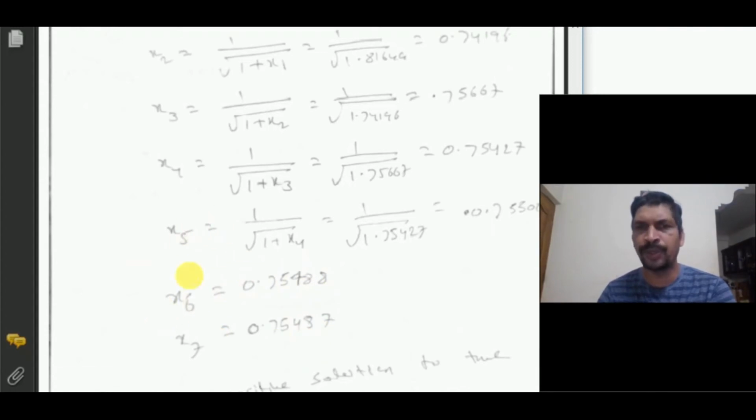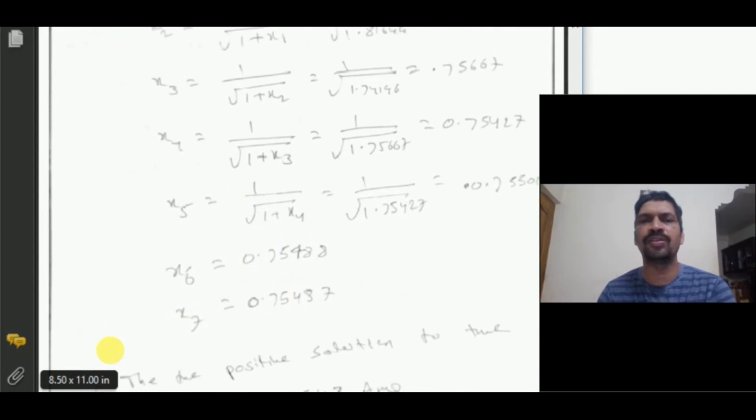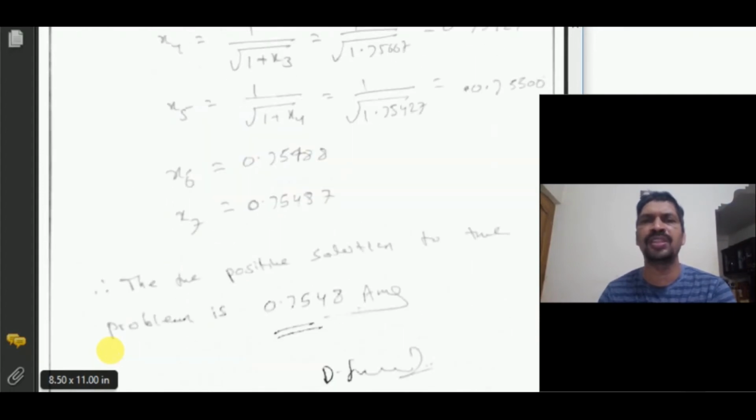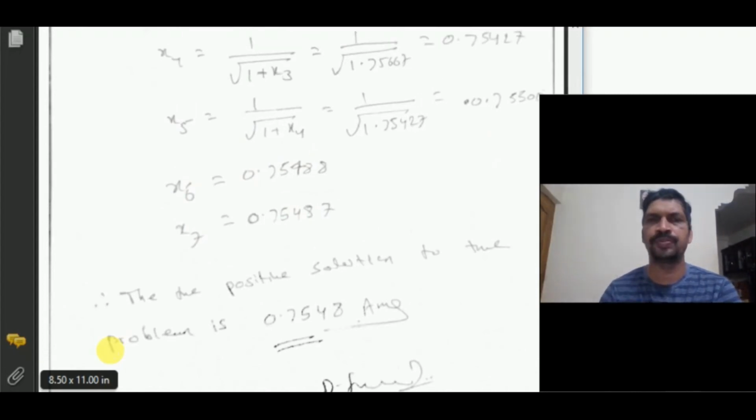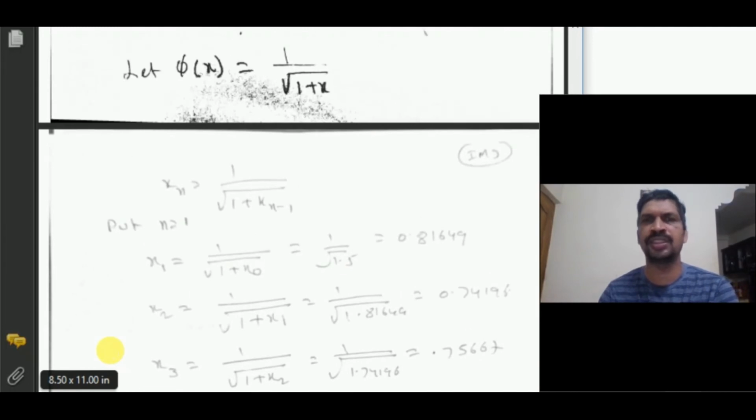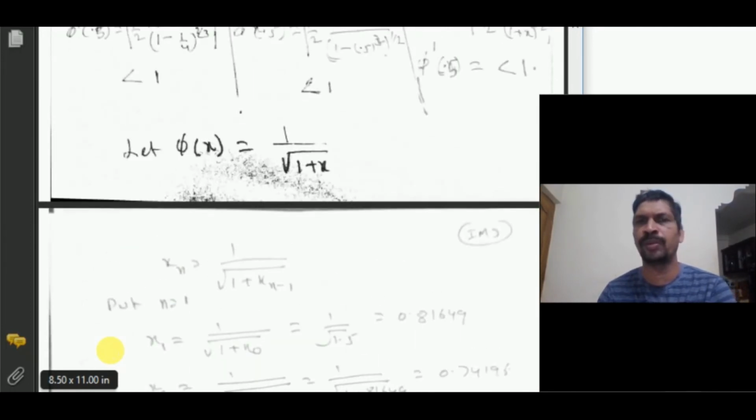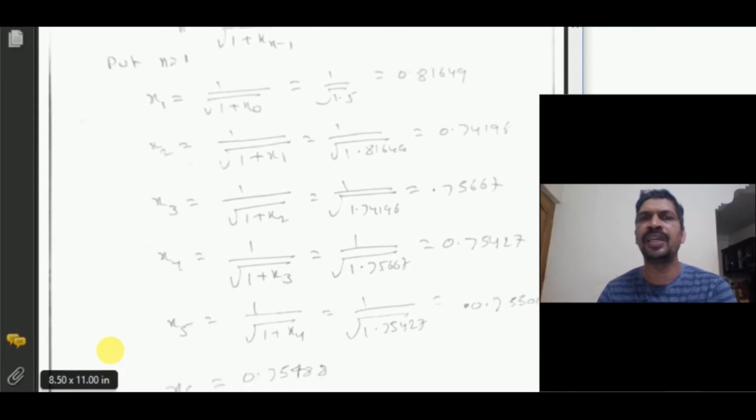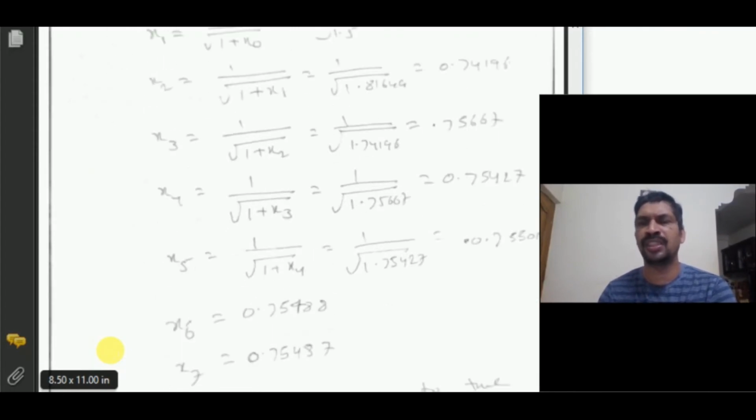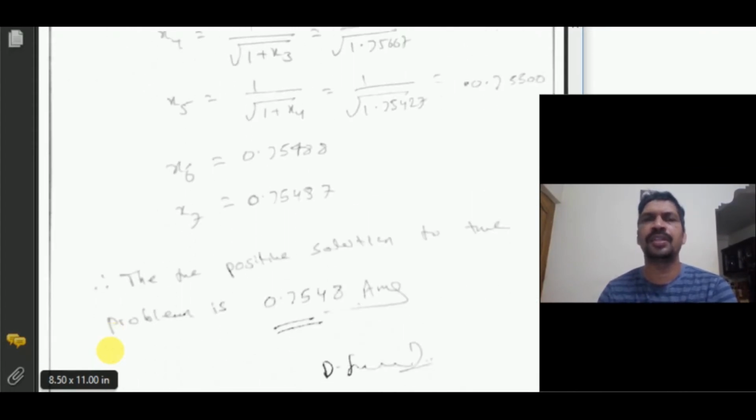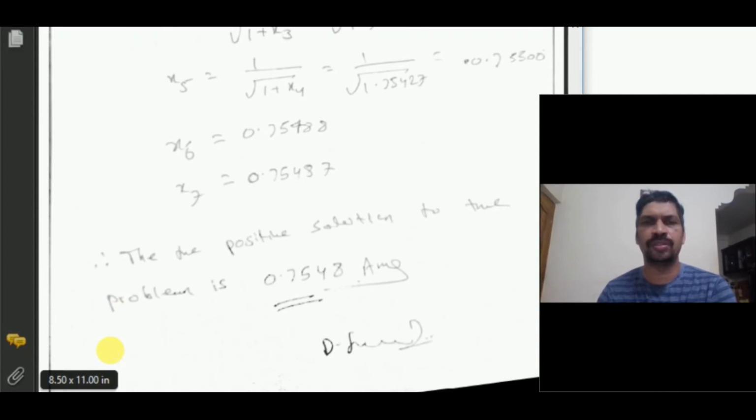The same process is repeated for the 6th and 7th iterations also. We will get the approximate positive value 0.7548. This is the solution for the first problem. With 6 iterations, I am considering phi of x is equal to 1 by root of 1 plus x. Repeatedly, the previous value I am substituting in the next iteration, and I will get the value 0.7548. This is the answer.